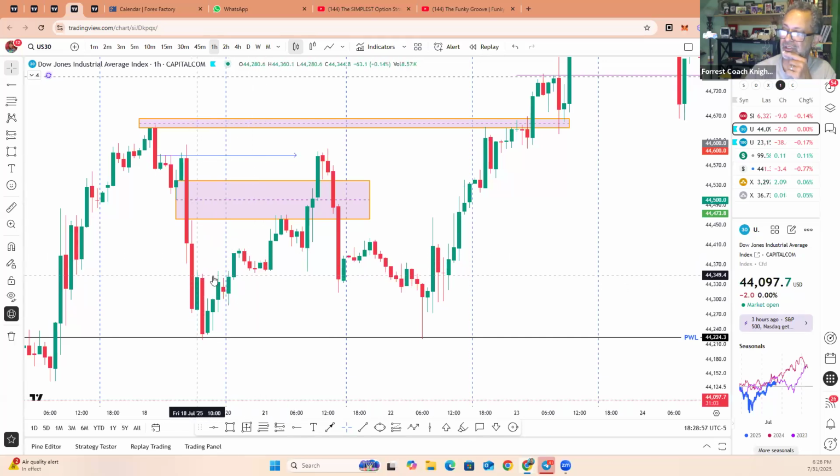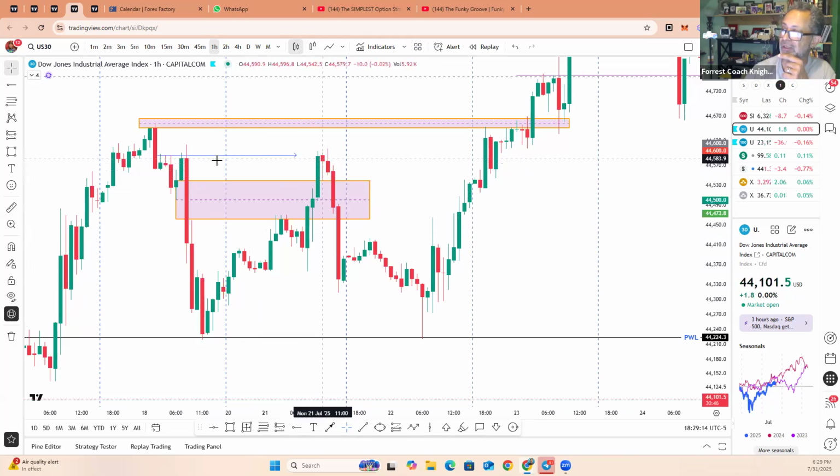And this is just where Jess is talking about putting your levels in here. Draw your levels. Okay, it came up, it bounced off of that. It continued up, right? It bounced off the fair value gap. It broke through the fair value gap, through the 50% of the fair value gap. Basically now completed and closed out the fair value gap.